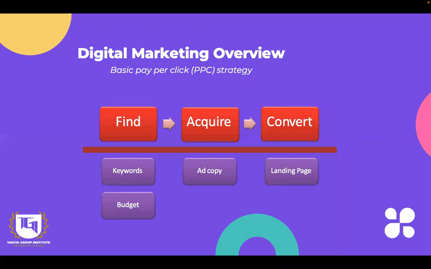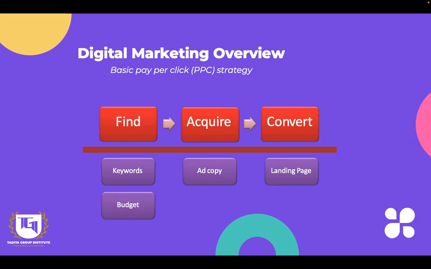What does it take for you to actually build a good search engine marketing campaign? What are the basic search engine marketing strategies? Now, before you start a Google ad or a search engine marketing campaign, there are a few things which you need to put in place. And you're going to learn more about this in the advanced course. The first thing you need to do is to think about the keywords you're going to use for your ad and to equally allocate your budget.